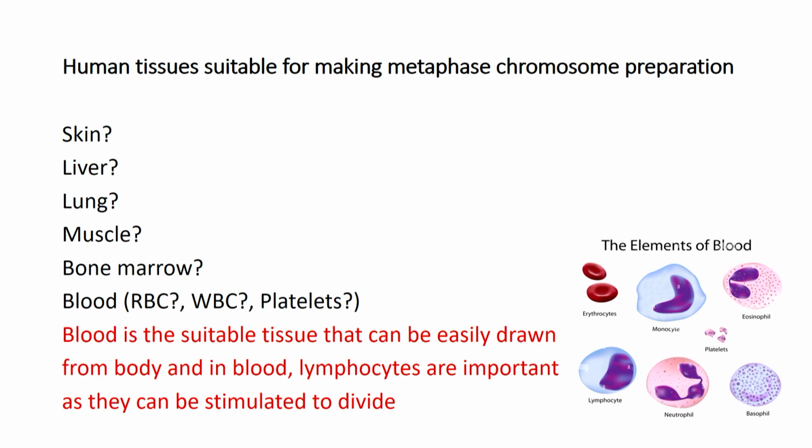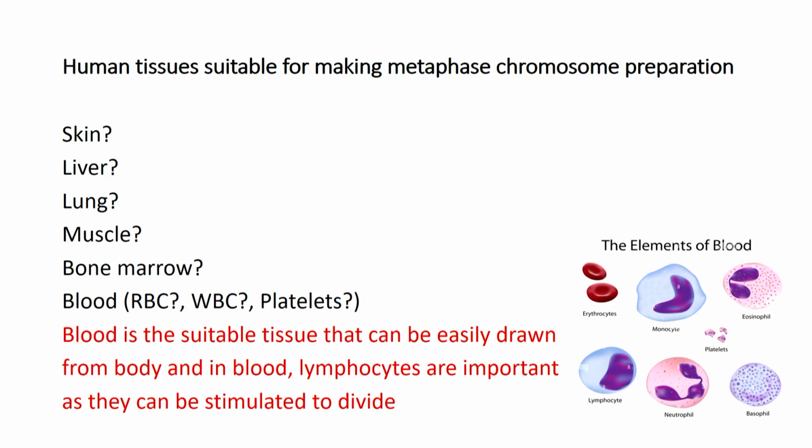So blood, that is of great choice, because that we can draw from the body. In the blood, we have the RBC, we have WBCs, we have platelets. Which cell type? The RBCs are enucleated, so they will not have chromosomes. WBCs and platelets, they have the nuclei. Platelets are small cells. The WBCs, they have the good nuclei, so some of them can be of choice.